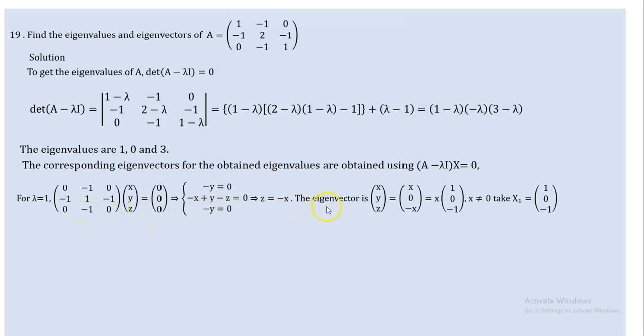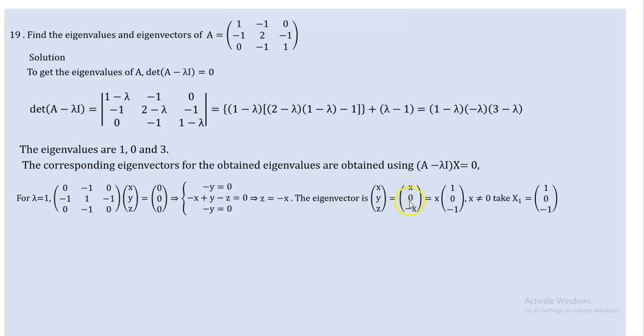So students, the eigenvector is basically a 3 by 1 matrix: x, y, z, as you see labeled here. So x here, what is y? y is 0, as stated here. And z is minus x. I'm writing everything in terms of x, but you students are able to write in terms of y or in terms of z as you wish.